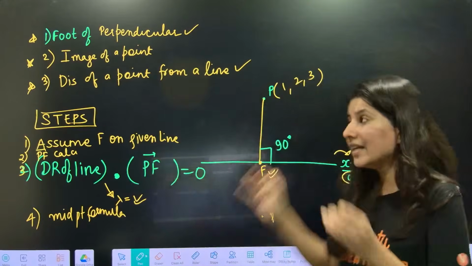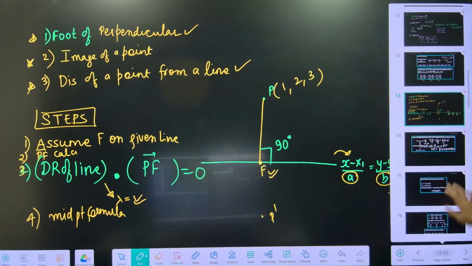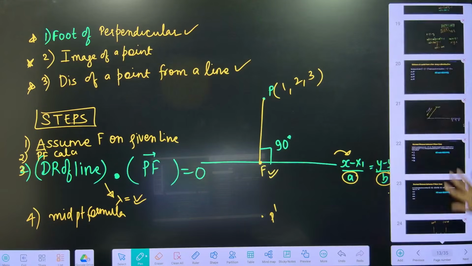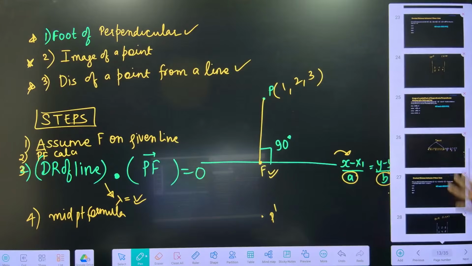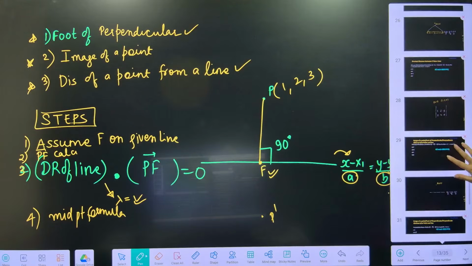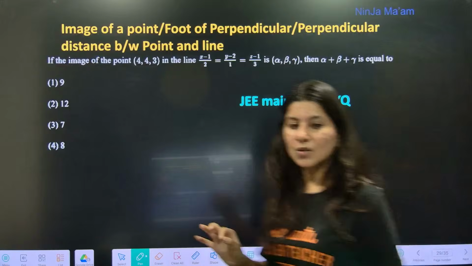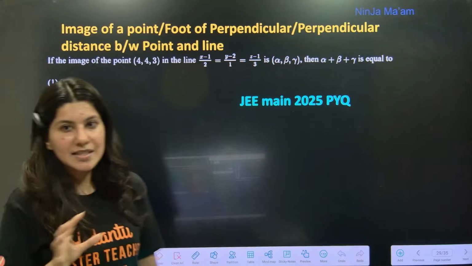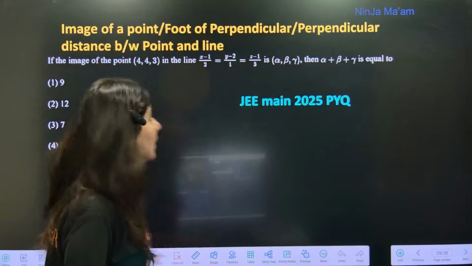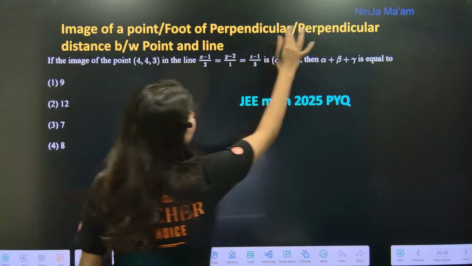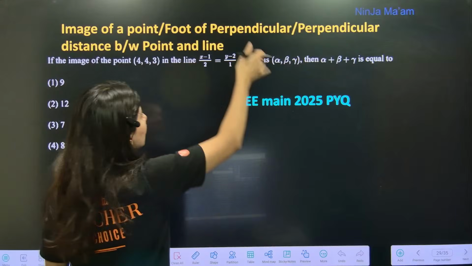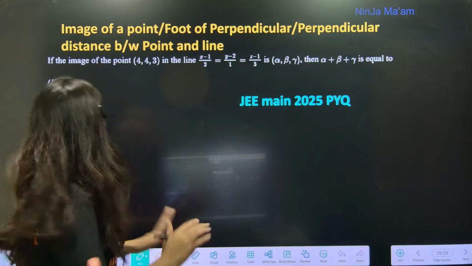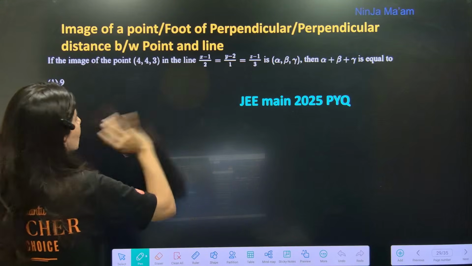Yes, absolutely. So now that you understood the algorithm, we are going to start the question on image of a point. Everybody, how many of you are ready? Two questions we are going to solve. JEE Main 2025 PYQ. Are you ready to solve with me? 100% chances this question will be there. Image of a point, foot of perpendicular, distance between point and a line, same steps. Right now this question is very straightforward.